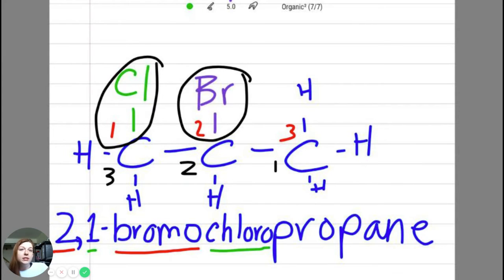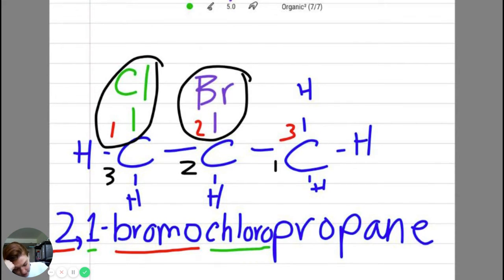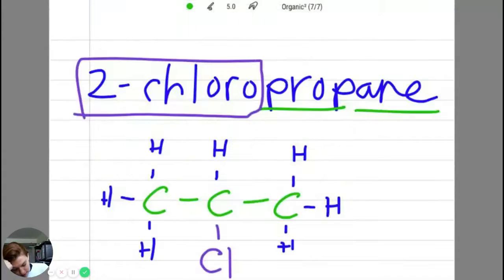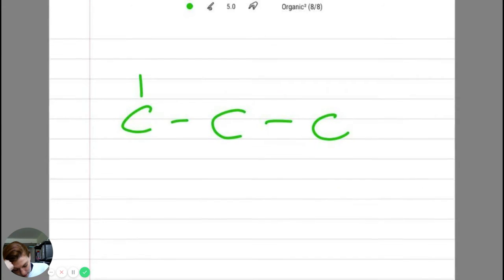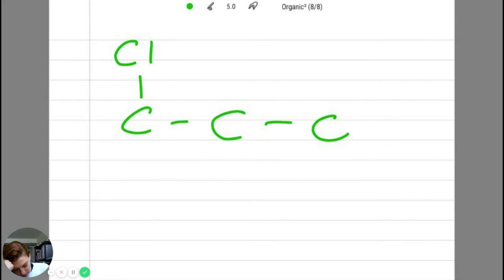If I had 2 chlorines here, I would need 2 numbers, and then I would say it's dichloro for 2 chlorines, even if they show up on the same carbon. For instance, if I had something like this, and I had a chlorine here, and I had a chlorine here, and then we filled this up with hydrogen so that it was correct. Remember, each carbon bonds 4 times.